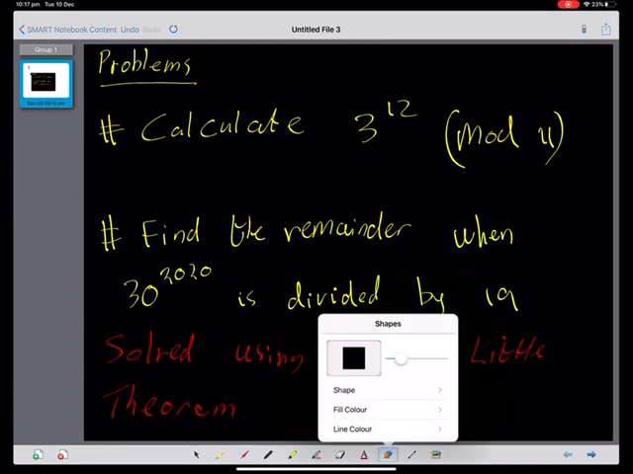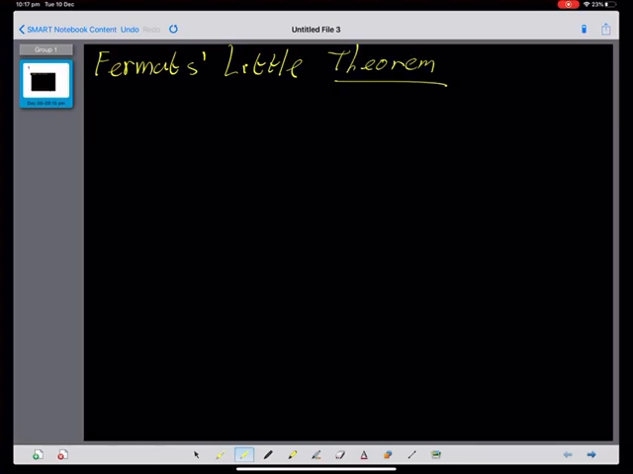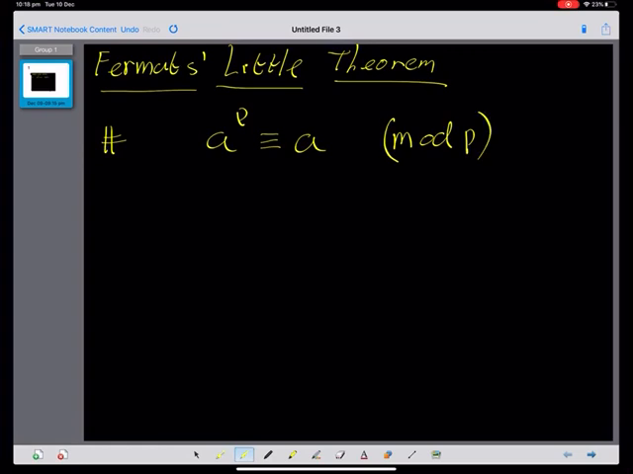So let's take a closer look at the theorem. The first part of the theorem says that A when raised to the power of P is congruent to A mod P. And there's two conditions. The first is that P is prime, and the second is that A is an integer.